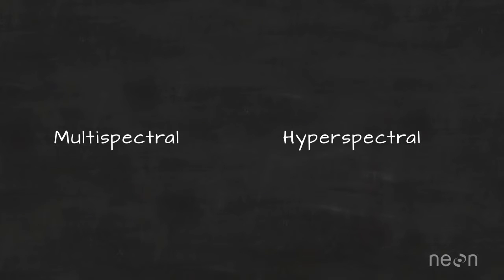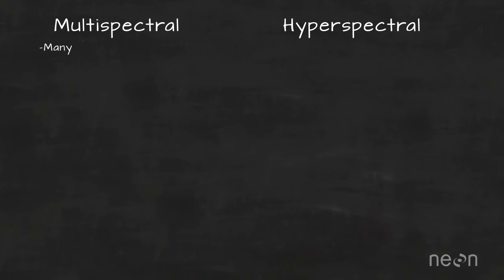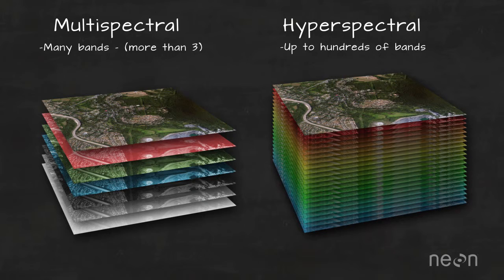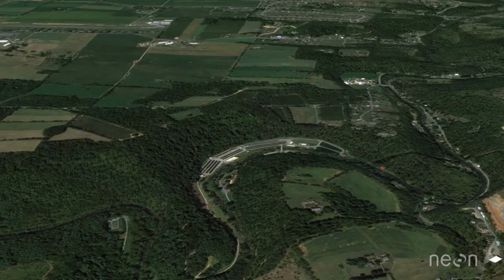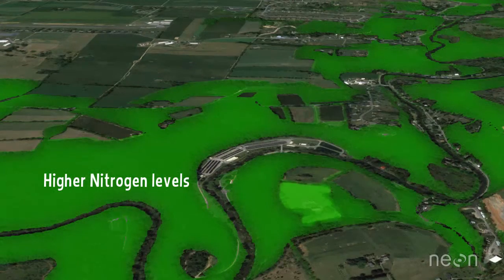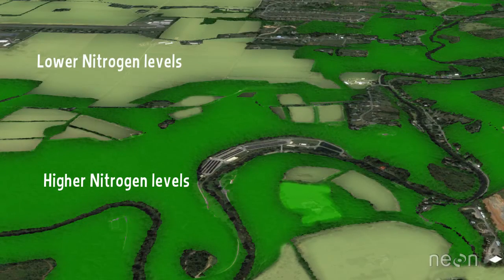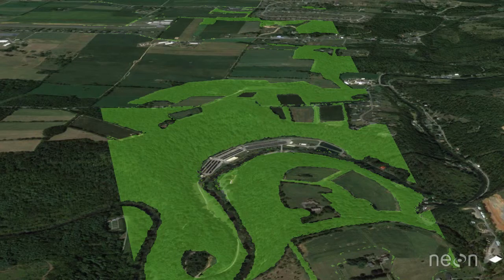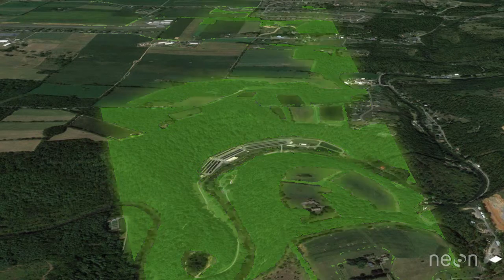Imaging spectrometers produce what are called multi- and hyperspectral remote sensing data. Multi meaning many bands, more than 3, and hyper meaning up to hundreds of bands, collected at very high spectral resolution. We use these multi- and hyperspectral remote sensing datasets to measure light energy reflected from objects on the Earth's surface, and to estimate many physical and chemical properties of objects that we wouldn't see with our own eyes. We then use those measurements to classify what's on the ground. For example, pixels that have a spectral signature with a lot of near-infrared light energy are often vegetation.